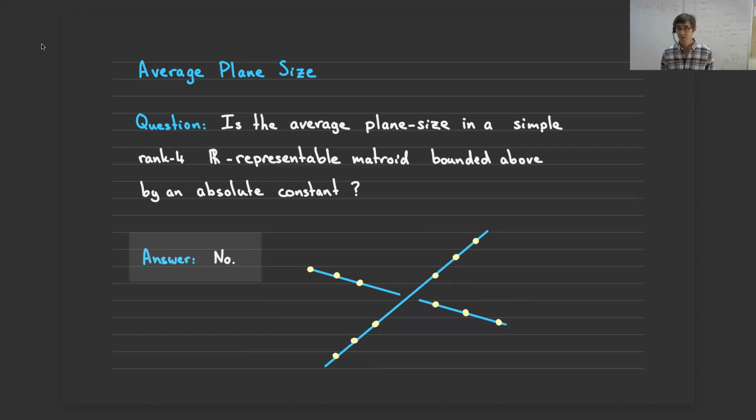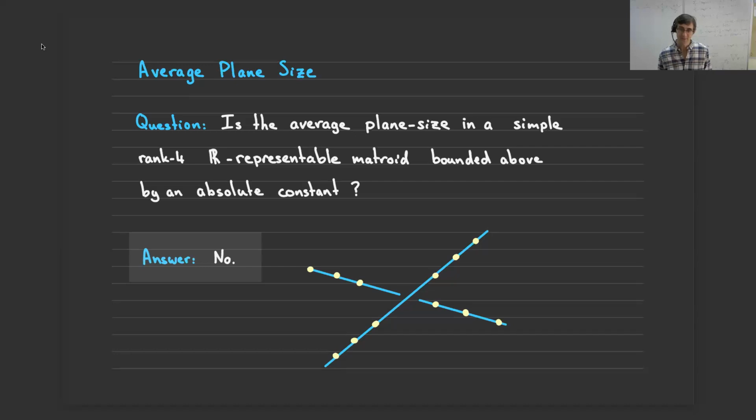The answer is no, because it could be that all of my points lie on 2 lines. Planes all have at least 3 points, so they're going to have 2 points on one of those lines, and that means you actually contain one of the lines. So I can make those lines arbitrarily long by adding points, and I can make the average plane size arbitrarily large. So it's not the case that your average plane size is bounded.